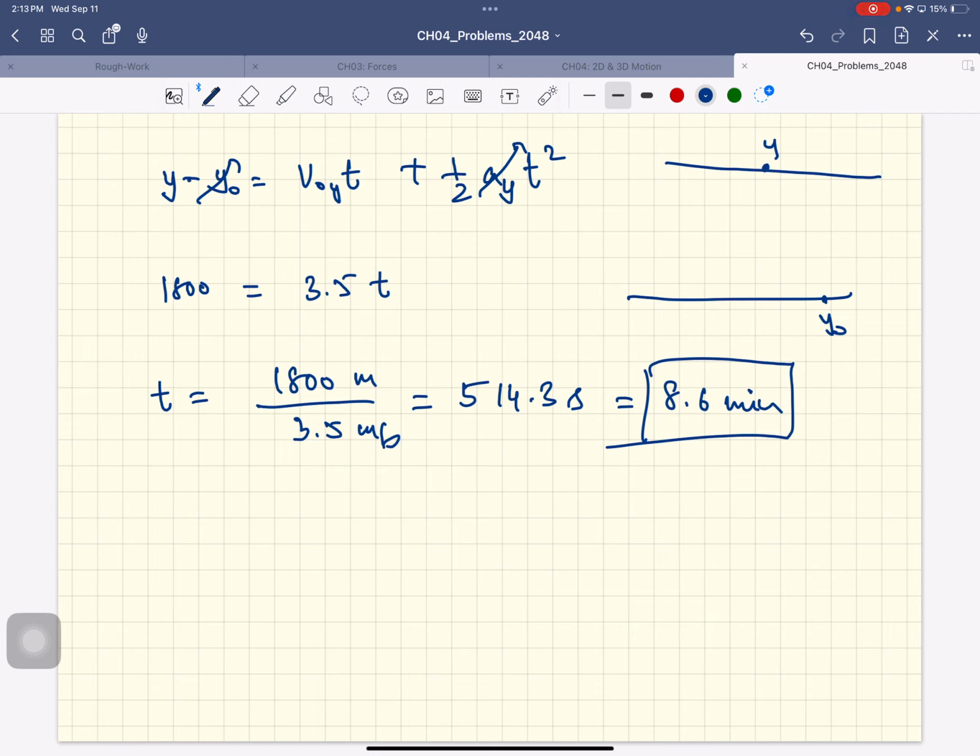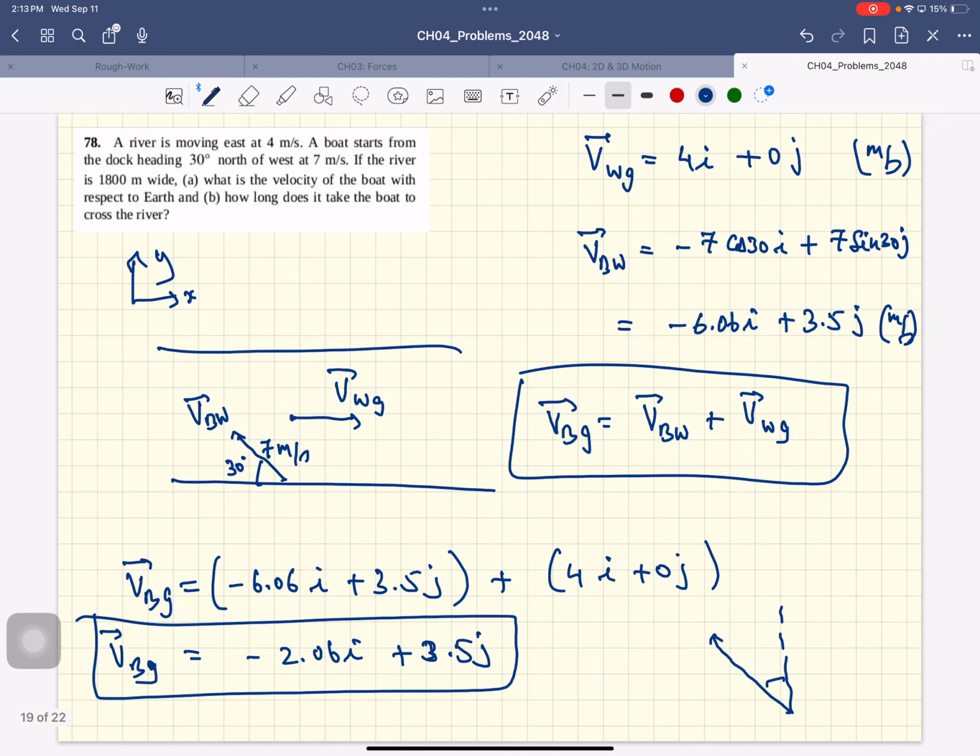I'm sorry? Oh, that's the width of the river, if the river is 1,800 meters.